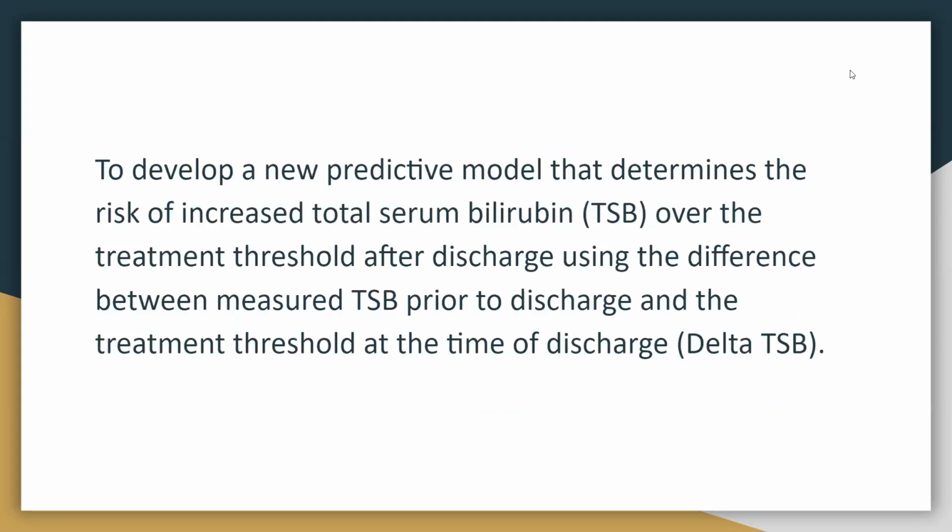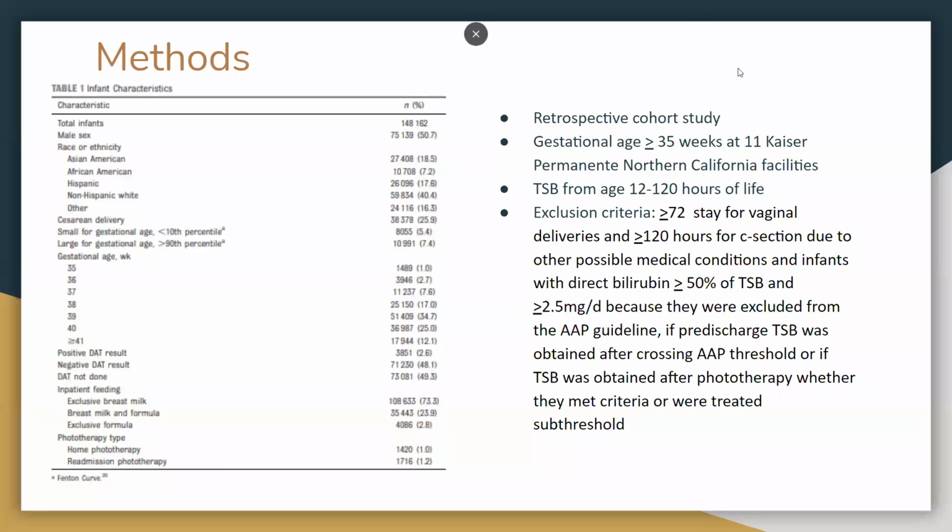So this is the purpose of this study. The people who made this study were trying to develop a new predictive model to determine the risk of increased total serum bilirubin over a treatment threshold after discharge. And the model that they created was based on the difference between their total serum bilirubin that was measured right before discharge and the treatment threshold at the time of discharge. They called that delta TSB, which is essentially how far away you were from meeting the bilirubin threshold to require phototherapy. So these are their methods.